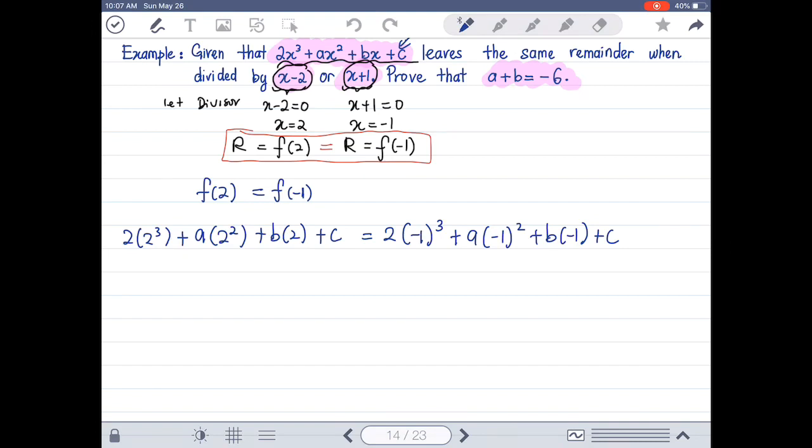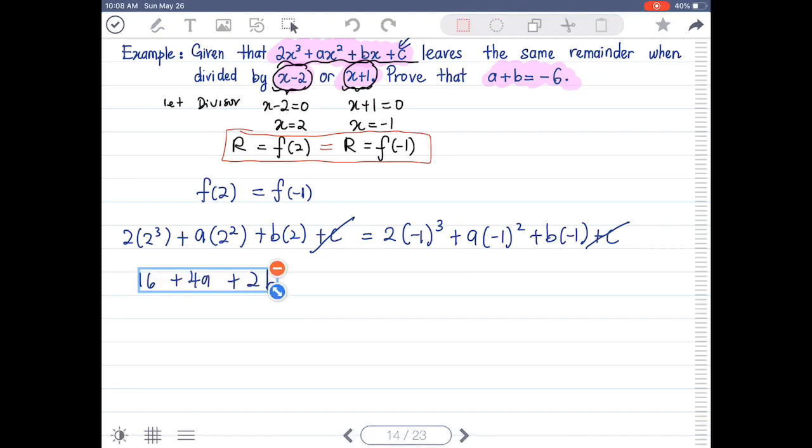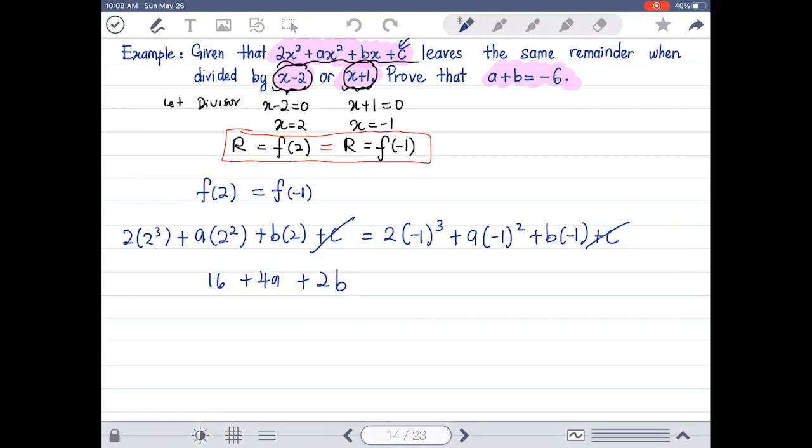We can see that we can cancel out c and c, because once we bring plus c to the left hand side from the right hand side, we will get c minus c. So we technically cancel c on both sides, and then we have here 16 plus 4a plus 2b on the left hand side equals negative 2 plus a minus b.